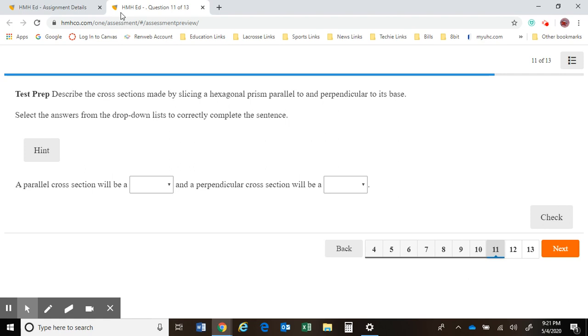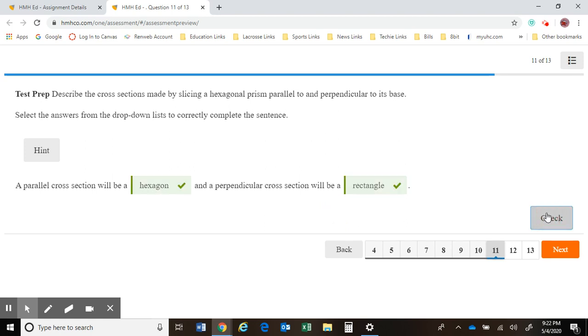All right, question 11. Describe the cross sections made by slicing a hexagonal prism parallel to and perpendicular to the base and select the answers. So parallel, of course, you're going to get a hexagon. And then perpendicular, what will you get? Well, it's going to be a triangle, no, it's going to be a rectangle. Okay, the hexagon, rectangle. Check it. It's good.